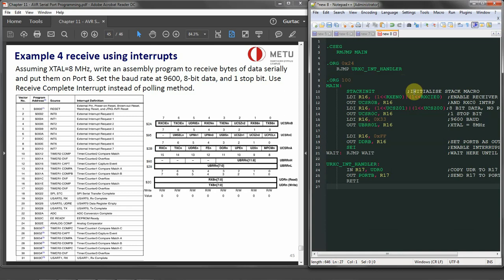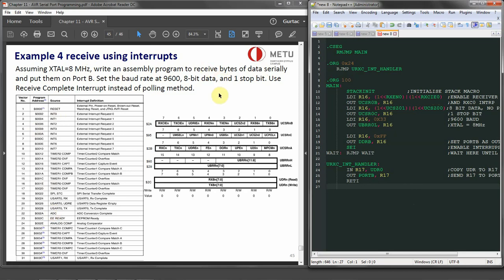So I think that's basically what it is. We set up the interrupt for receiving, and we enabled the global interrupts. That was the only difference over here. And in the interrupt service routine, we just need to send the byte that we have received to port B. And of course, we have to specify the interrupt service routine vector from the vector table, which is given to us.